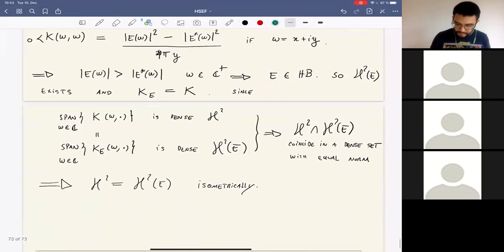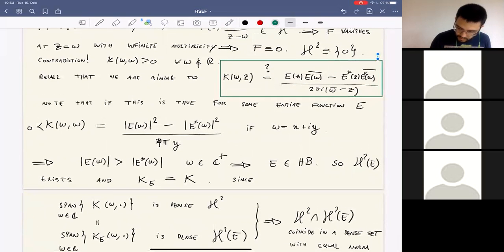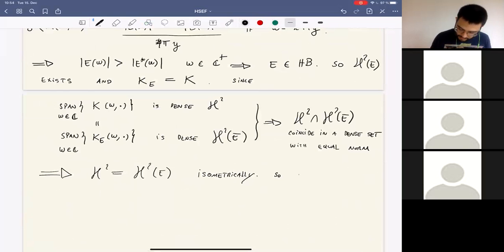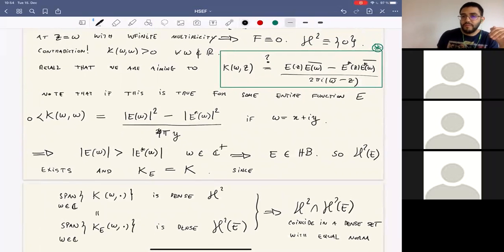So we only need to show star. So how can we show star? There is a series of problems in the book, and the series of problems is saying that, suppose you have a reproducing kernel like this, K(W,Z), and it satisfies certain identities. Then the problem claims that you can write it in this way, for some entire function E.